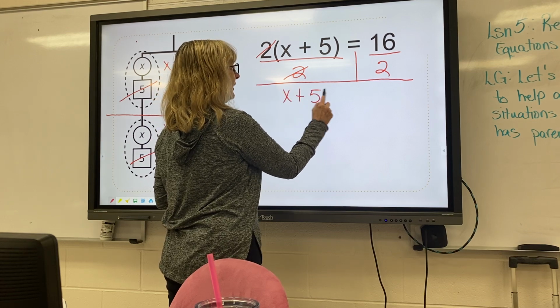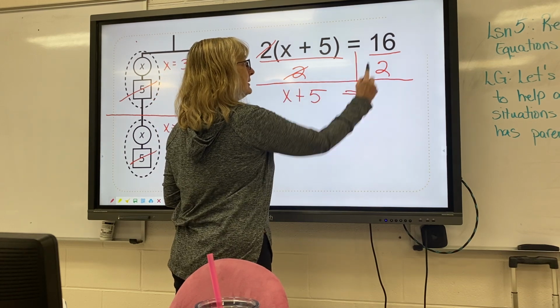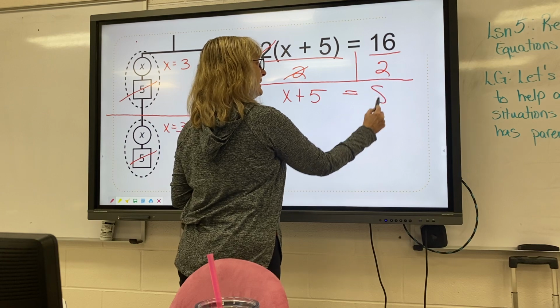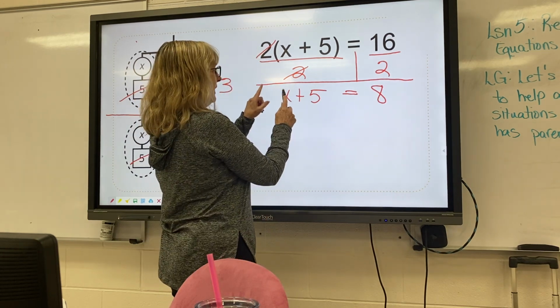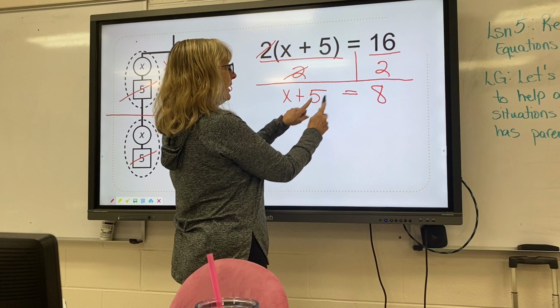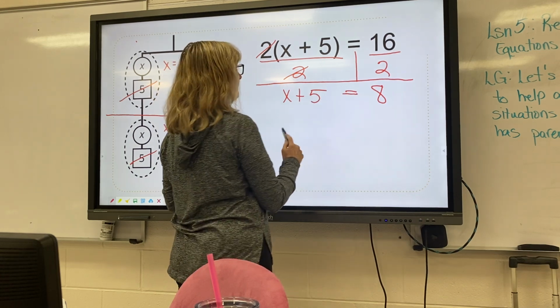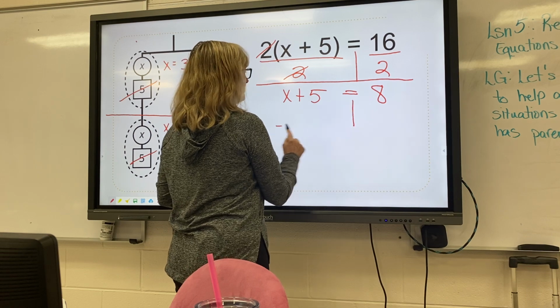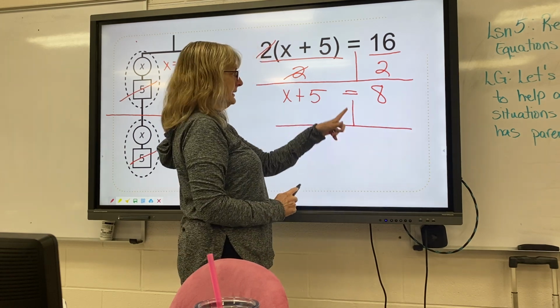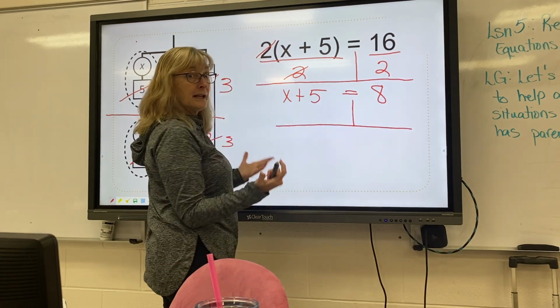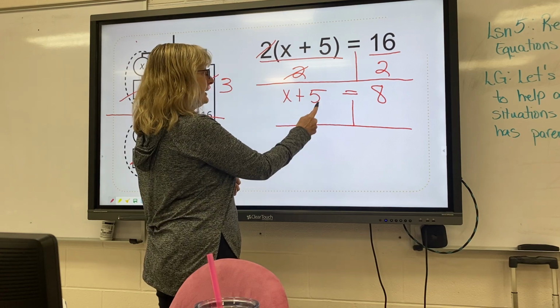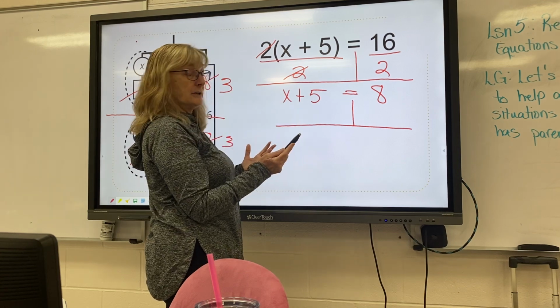All right, so when we divide, these 2s, 2 divided by 2 is 1, so I'm left with x plus 5 equals 16 divided by 2 is 8. So now I have x plus 5 equals 8. Well, I don't have my variable by itself yet, but I'm getting closer. So I'm going to do my upside down T again, right at the equal sign. What's hanging there with x? Well, hanging here is 5, and we want 5 to go away.